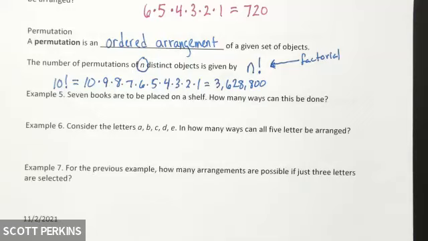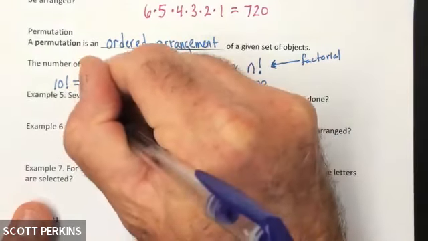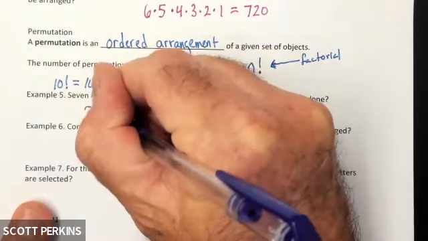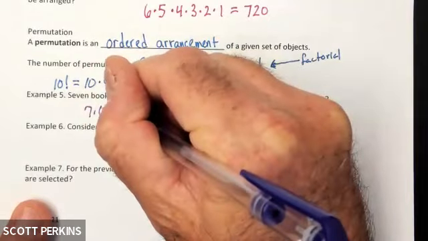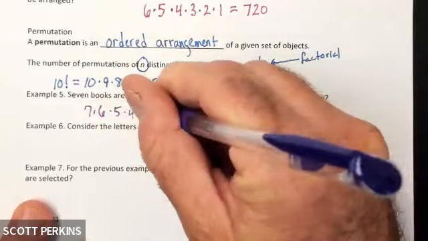For example 5, we have 7 books that we're arranging on the shelf. The reason order matters here is that I'm assuming they're different books, so depending on which one I put first, it creates a different arrangement. We could do this the regular way: for the first book I have 7 options, for the second book there are 6, for the third there are 5, and then 4, and then 3.